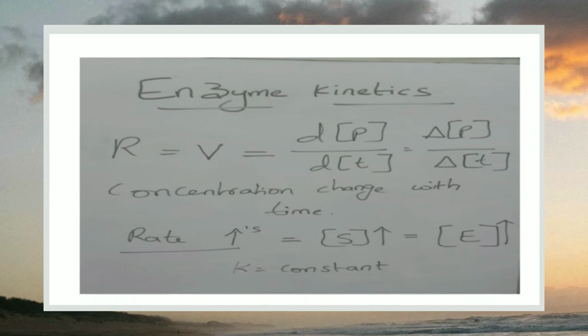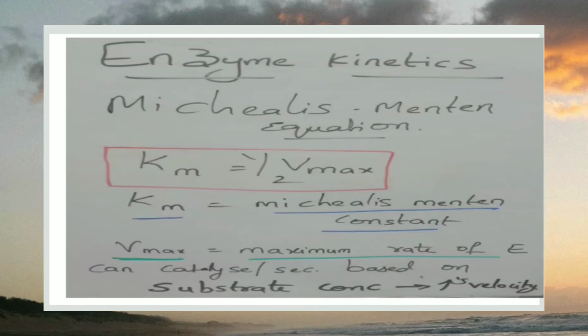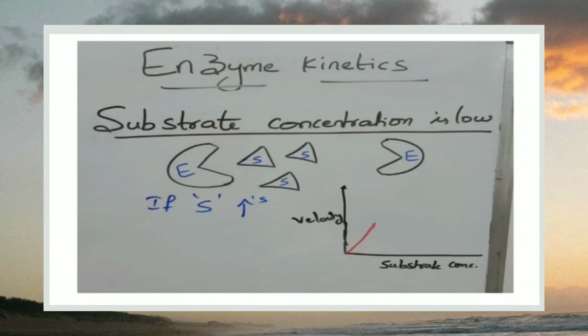So this enzyme kinetics was explained by the Michaelis-Menten equation. So let us see what that Michaelis-Menten equation is. So here Km equals half Vmax. Km is the Michaelis-Menten constant. Vmax is the maximum rate at which the enzyme can catalyze per second based upon the substrate concentration. That means the velocity will increase. So that's why it becomes Vmax, the maximum velocity at which the enzyme can catalyze the reaction per second.